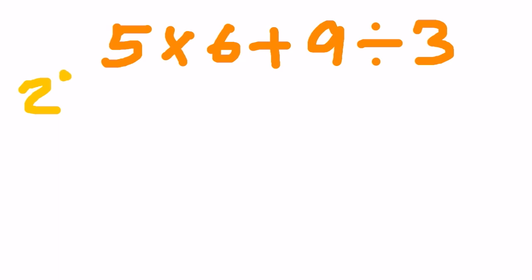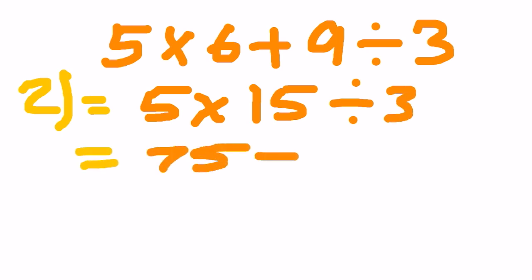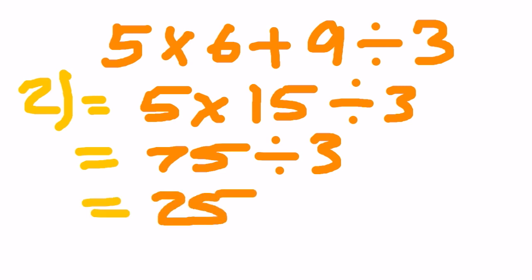I could also do this a second way. First, I could add the 6 and the 9 to get 15. After that, I could multiply the 5 and the 15 to get 75. Finally, I can divide those two to get 25, which is a different answer from the first one, weirdly enough.